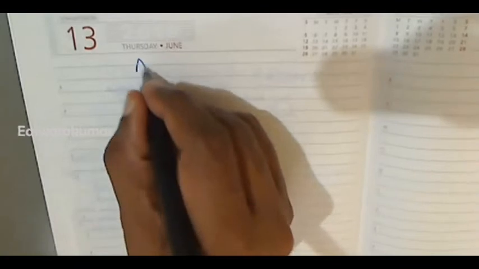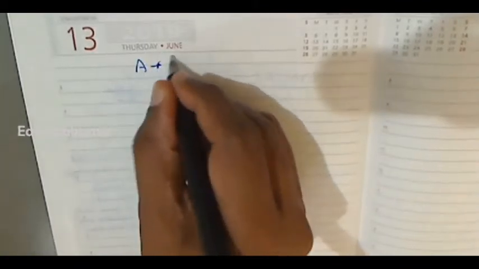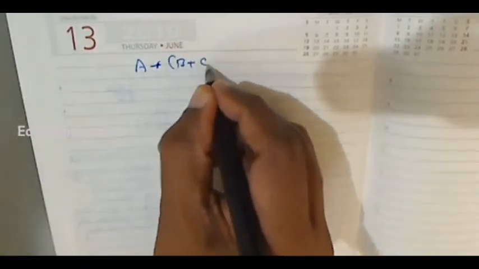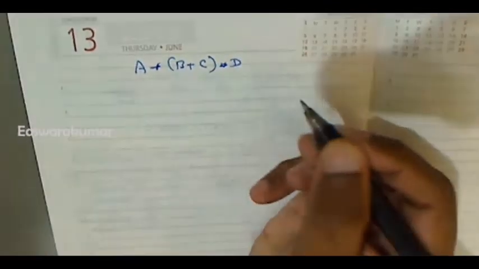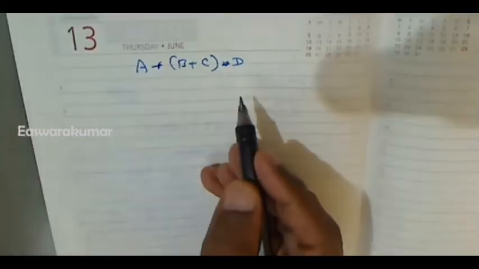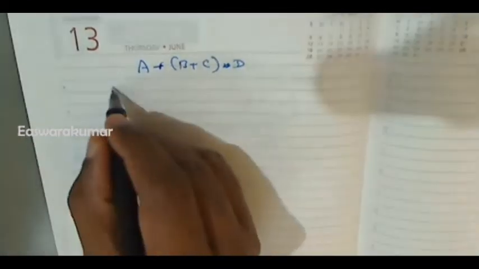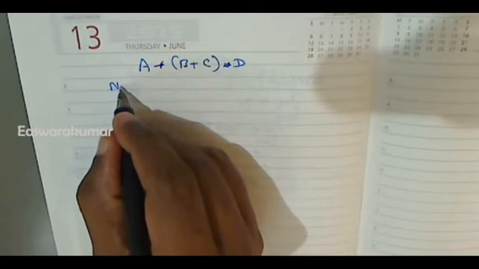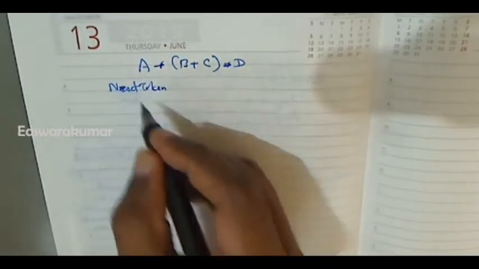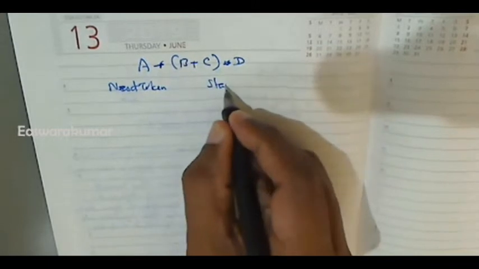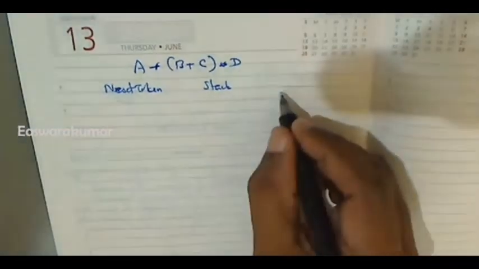Now we take one more example: A into B plus C into D. Let us see what happens here. Here also we take three columns: one is the next token, another is the stack, and the third is the output.